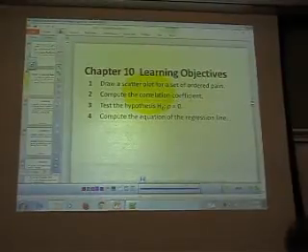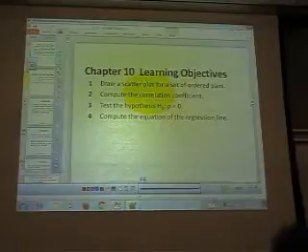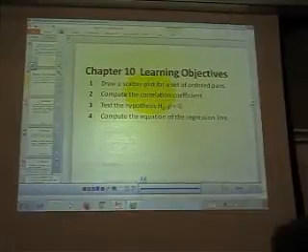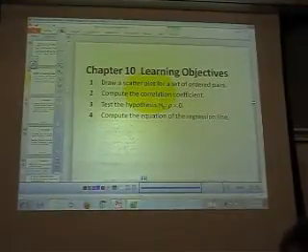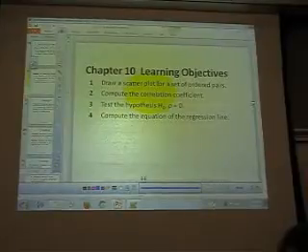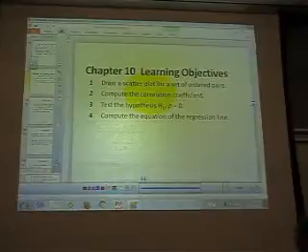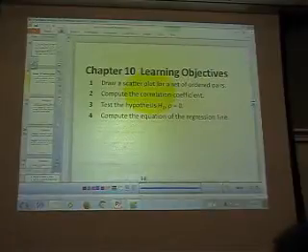Draw a scatter plot for a set of ordered pairs. Use the correlation coefficient. Test the hypothesis H naught, rho equals. It's rho. It's a weird P. It's actually a Greek letter R. It's a rho. So it's like a little curly. It goes around like this.